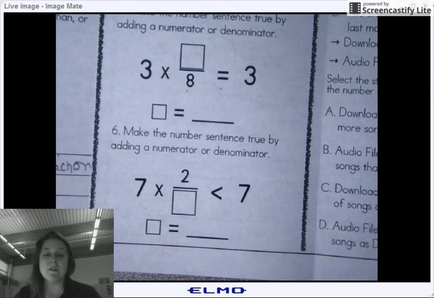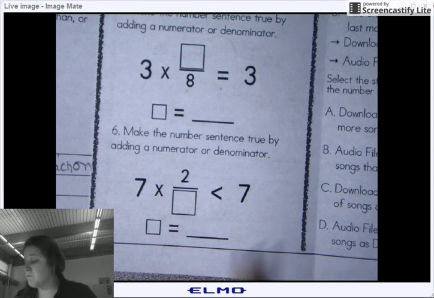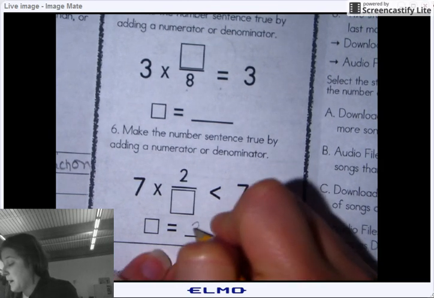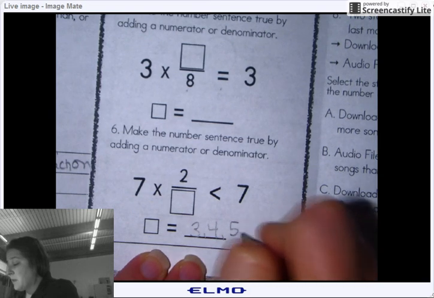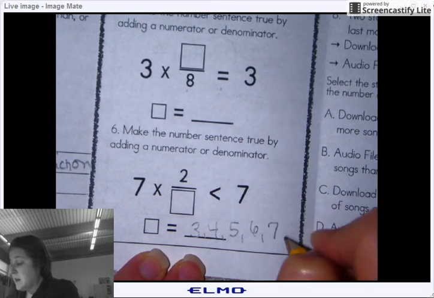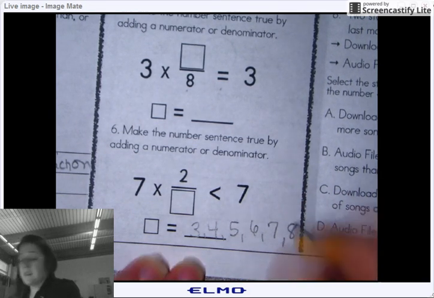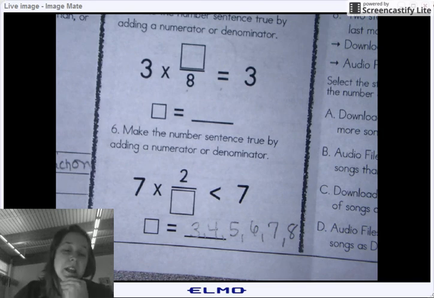So this one has multiple different ways that you could go all the way up to. It could be 3, it could be 4, it could be 5, it could be 6, it could be 7, it could be 8, and the list goes on and on. So it could be any of those numbers and it would still be less than 7. Okay?